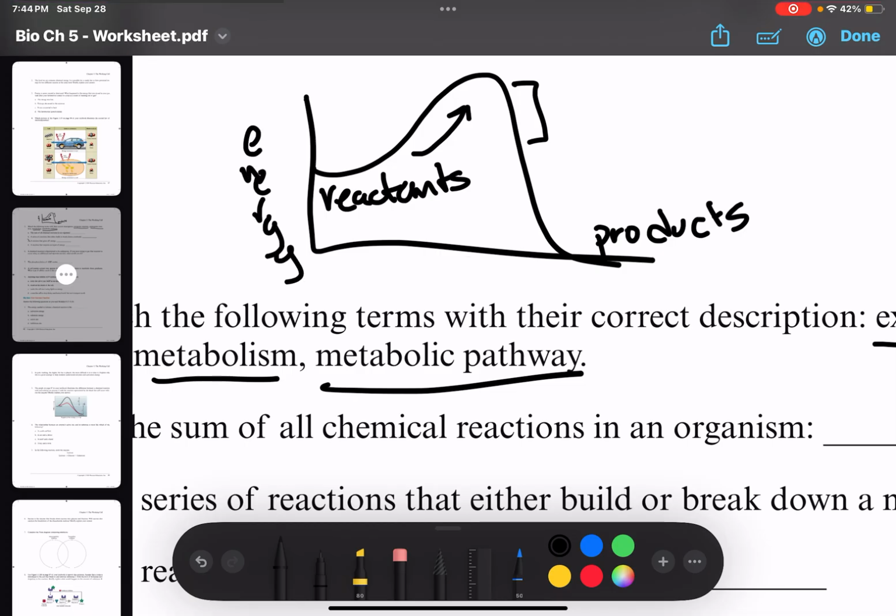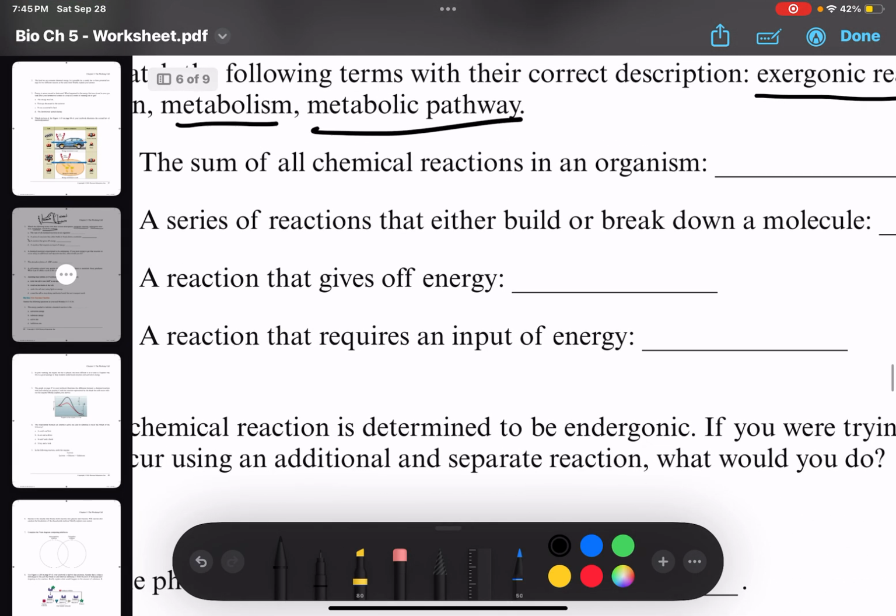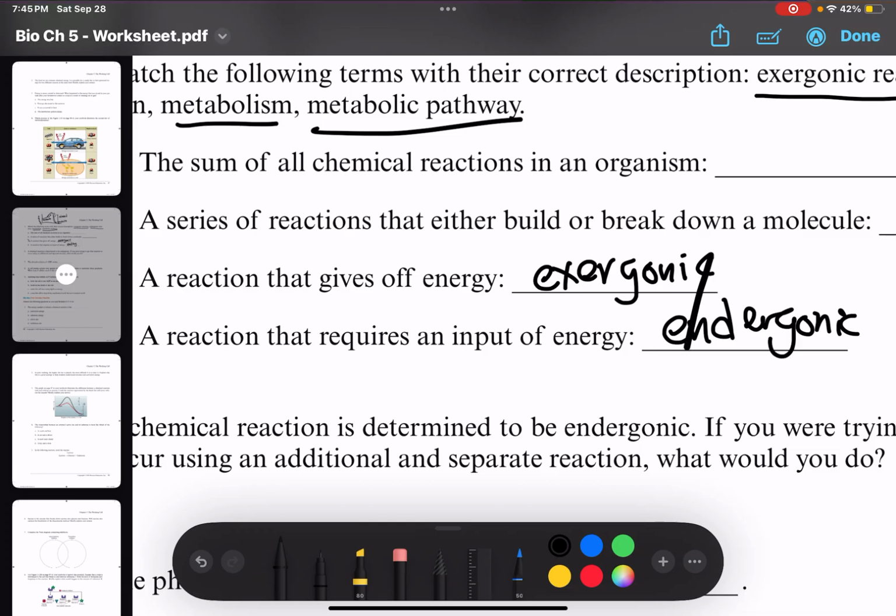So as we see, energy starts here in the middle, then goes really high, but then drops. So that dropping is energy being released. So energy being released, a reaction that gives off energy, is exergonic. Alright, so always remember that. So that lets you know what the next one is: a reaction that requires an input of energy. That's endergonic.